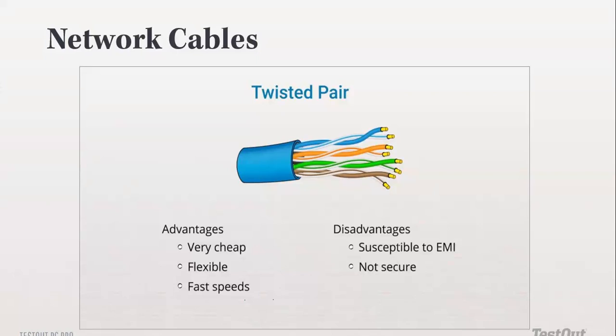So we're going to talk now about the advantages and disadvantages of twisted pair cables. We say they are very cheap, they are flexible, and they have fast speeds. But they are very much susceptible to EMI, and they are not secure.